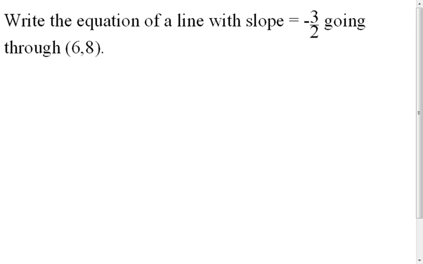In this first one, notice we want to write the equation of a line that has a slope of -3/2. We know that. And we know it goes through the point (6, 8).